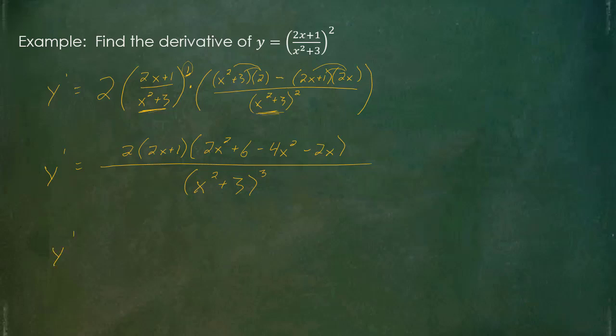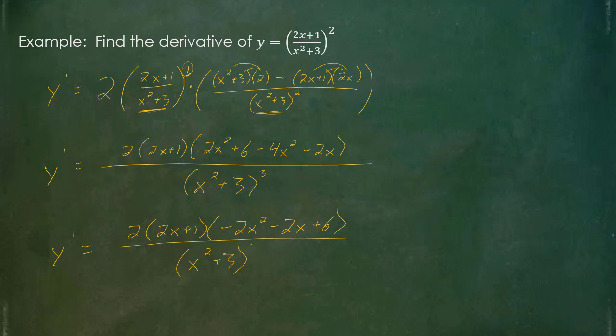Now it looks like I do have a couple of like terms that I could combine in the numerator. I'm going to go ahead and just keep the 2 and the (2x plus 1) in that factored form. And then on the inside it looks like 2x squared minus 4x squared, that would be really negative 2x squared. Then minus 2x and a positive 6. All over the (x squared plus 3) quantity cubed.